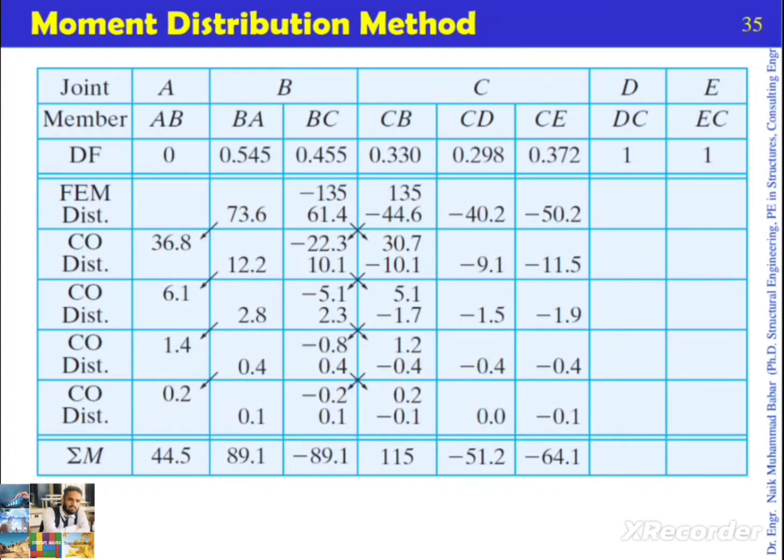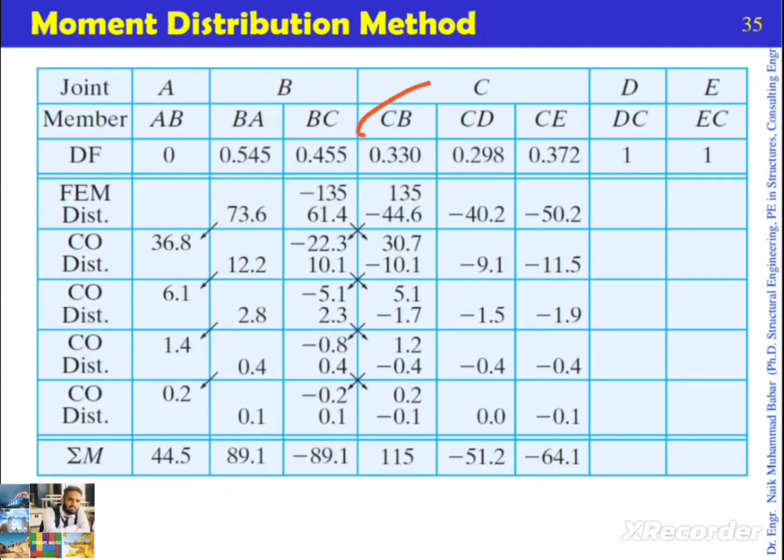So by adding these moments we will get 44.5. At joint A the moment is 44.5, which is clockwise. At member BA it is 89.2. At member BC, minus 89.2. Since there is a couple at joint B, it will be equal in magnitude but opposite in direction. One is clockwise and another is anti-clockwise.